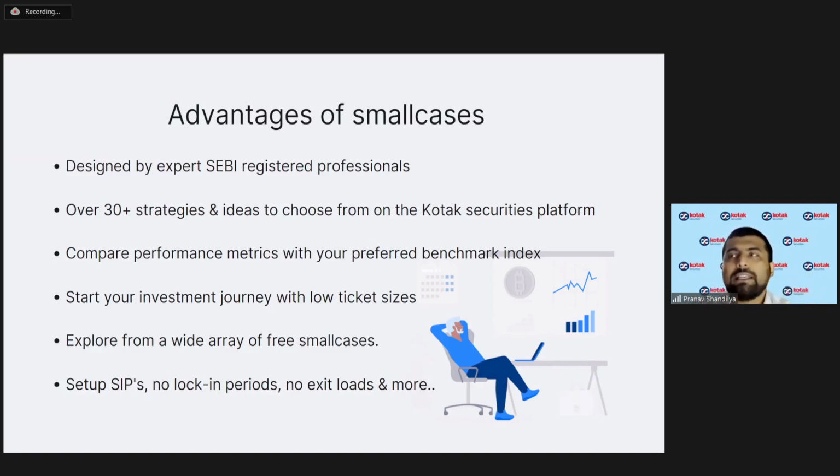And we will also see that the Kotak Securities research team has managed to design their own portfolios. These portfolios, or baskets, are exclusive only to the Kotak platform. And they have kept these baskets free of cost for investors to go ahead and invest in. Some of the other benefits are you can set up SIPs, there are no lock-in periods, no exit loads, and so on, which we have already discussed.